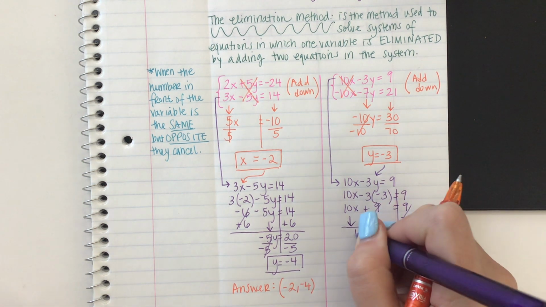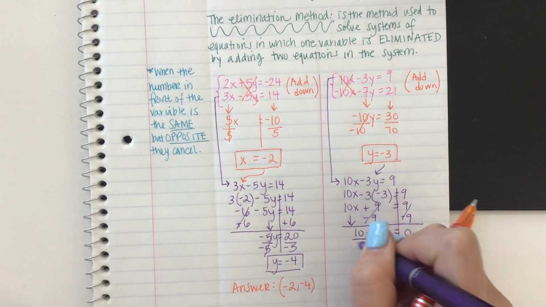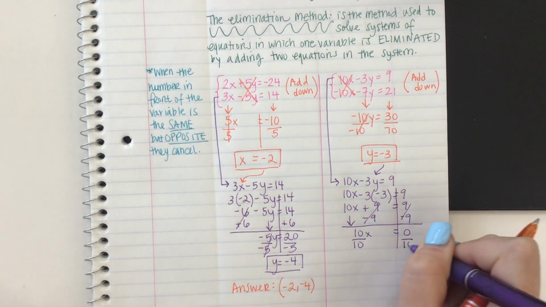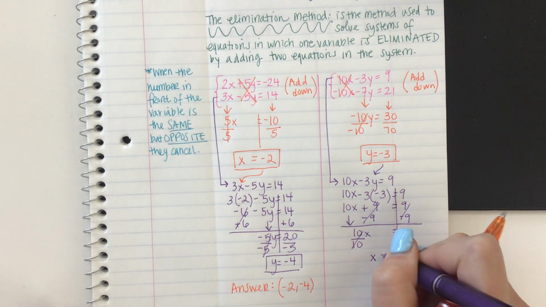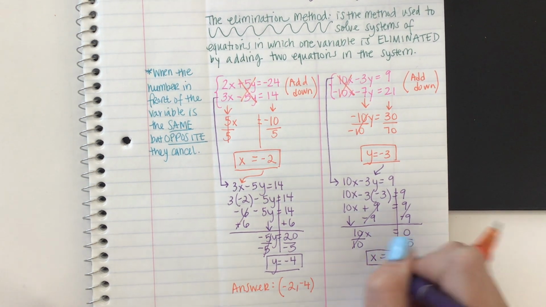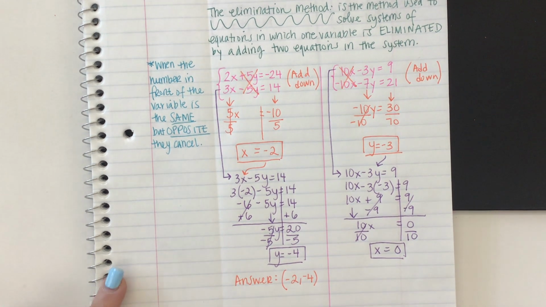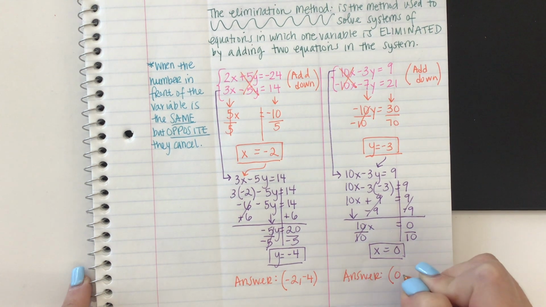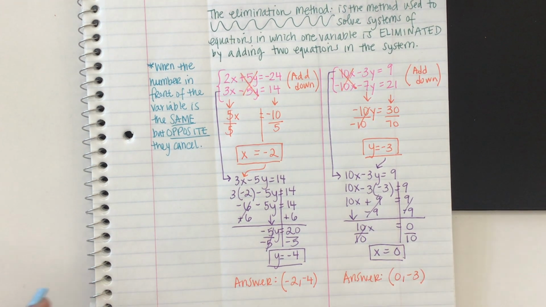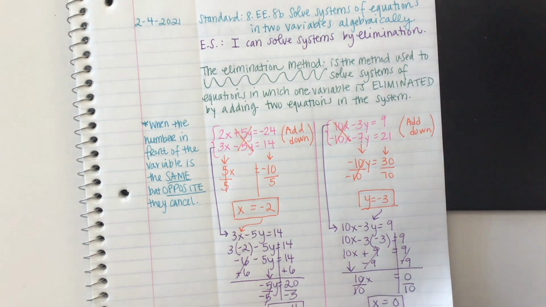And then I bring down the 10x is equal to 0, and my last step would be to divide by the number in front of x. So 0 divided by anything is really just 0. It's like 0 multiplied by anything is really 0. So x is equal to 0. And once I have both of my variables, I need to write my answer as an ordered pair, x comma y. Notice how I put the 0 first because that is what x equaled. All right, moving on.